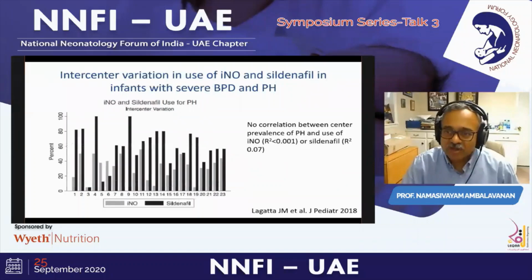There is also a lot of variation between centers in what people do. Some people use a lot of nitric oxide, some people use a lot of sildenafil, but again, there's a lot of variation between centers. And there's no correlation between center prevalence of pulmonary hypertension and the use of either nitric oxide or sildenafil.